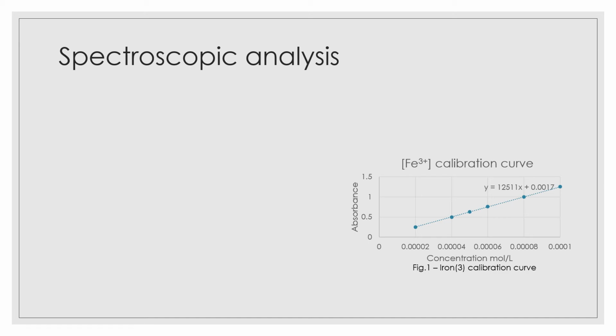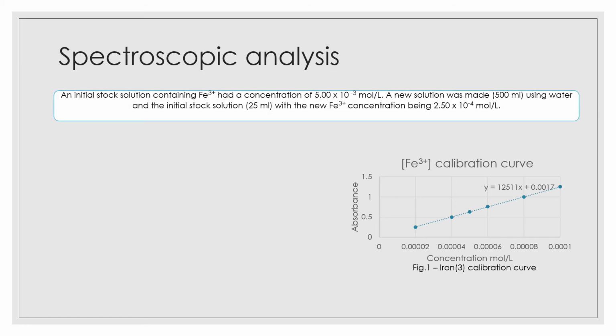So now we're at the stage where we know what ions we have in solution, and we can start to determine their concentrations. So we can use spectroscopic analysis to determine the concentration of the iron 3+ cation. You were supplied with an initial stock solution of iron 3+, and this had a concentration of 5 times 10 to the minus 3 moles per litre. A new solution was made, 500 millilitres, which was 25 mils of the stock solution made up to the 500 mils with water. The new concentration of the iron 3+ was 2.5 times 10 to the minus 4 moles per litre.